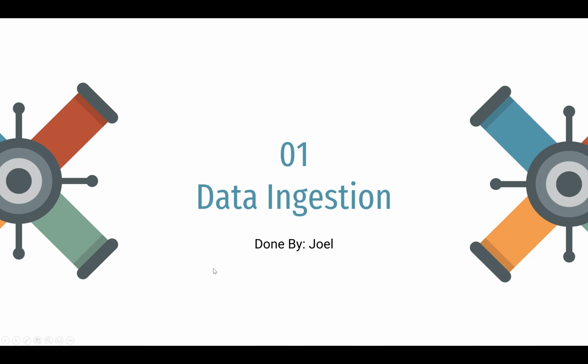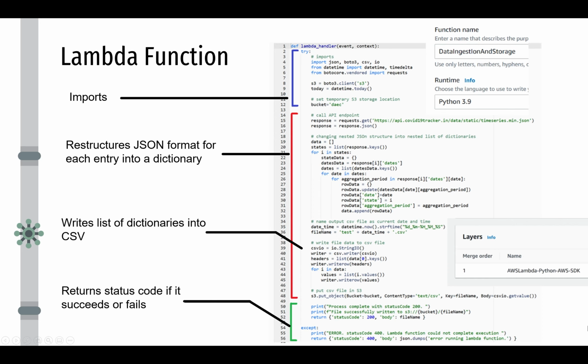Thank you, Nathan. So we're talking about data ingestion. This is just the part where we take the data from our source and move it into storage. So we start with our Lambda function. The big premise of this is just getting the JSON file from our source and from its nested structure, using nested for loops to turn it into a list of dictionaries where each dictionary within the list represents one row of our data. From this list, we just write it into a CSV format and then we move it into our S3 bucket.